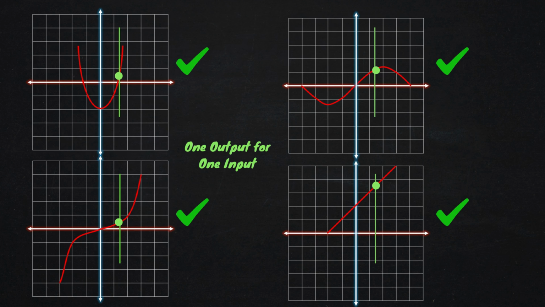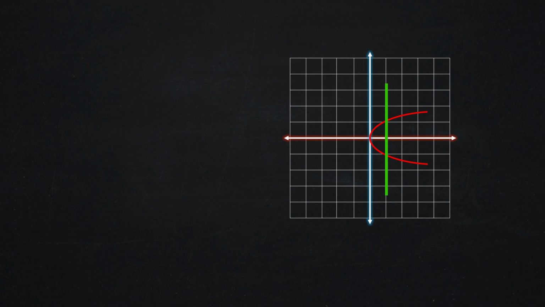If, however, the vertical line ever crosses the graph more than once at the same x value, the graph fails the test and does not represent a function. Looking back, all the graphs we examined for functions like y equals 3x and y equals x plus 1 pass the vertical line test, confirming that they are indeed functions.